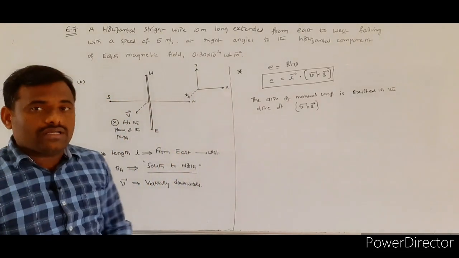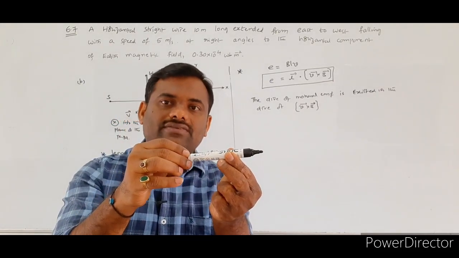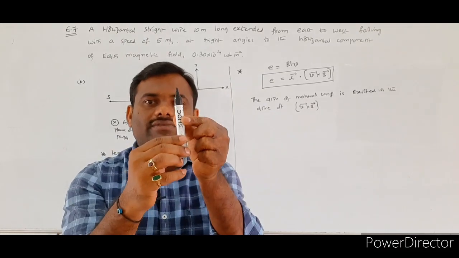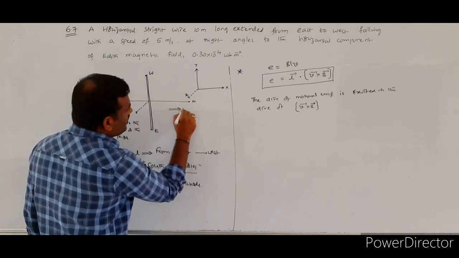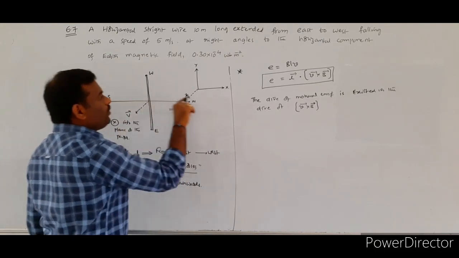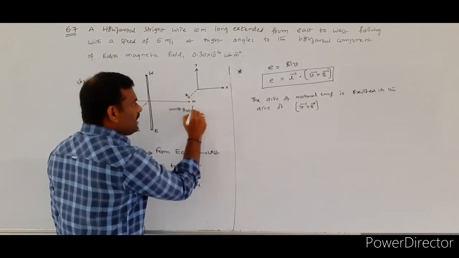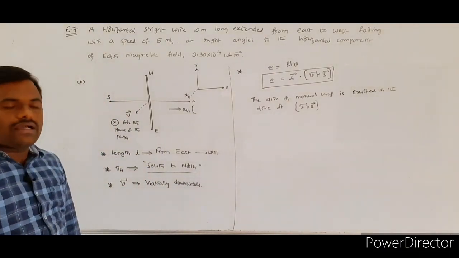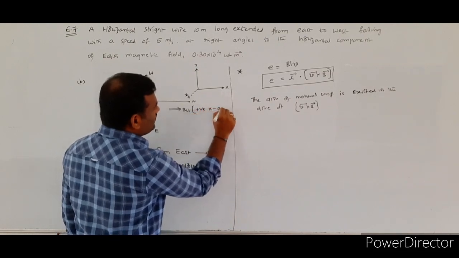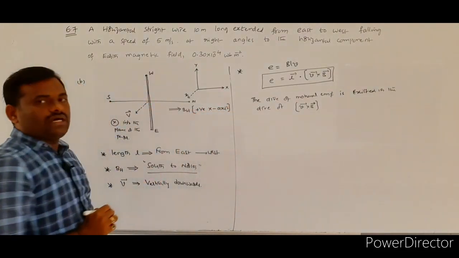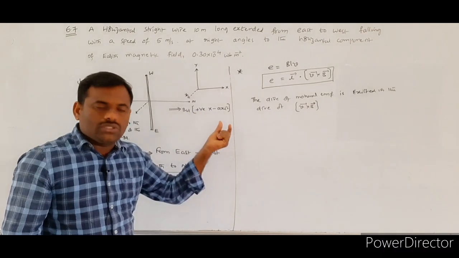The z-axis is always acting in the vertically upward direction. This direction is taken as the x-axis, this is the y-axis, and this is the z-axis. From the diagram, BH direction will be acting from where to where? South pole to the north pole. So I am assuming that the horizontal component of earth's magnetic field will be acting along the positive x-axis.